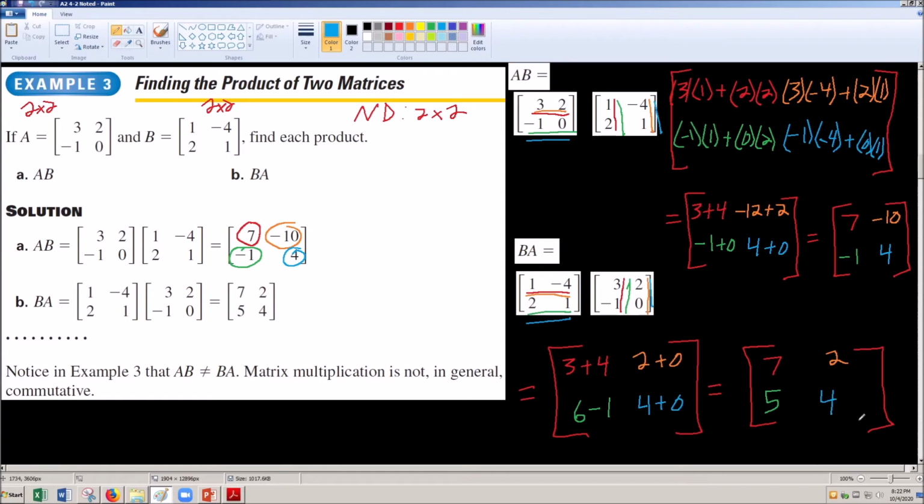There we go. And we see this matrix is definitely different than this matrix here. There are some instances where maybe the two will be the same. We'll talk about that, and that's a different aspect than what we're looking at here. In general, AB and BA will be different matrices. So again, not commutative.